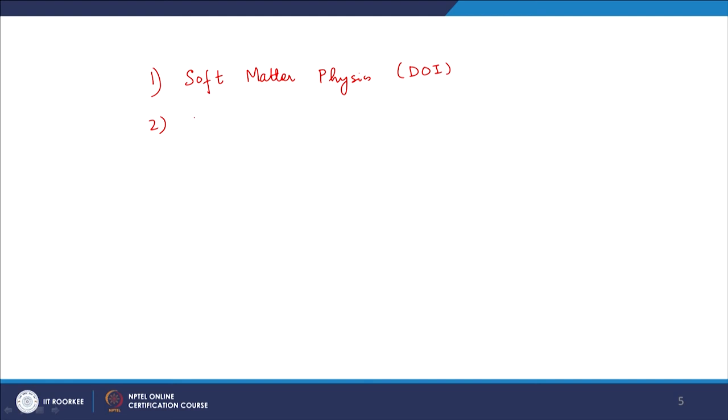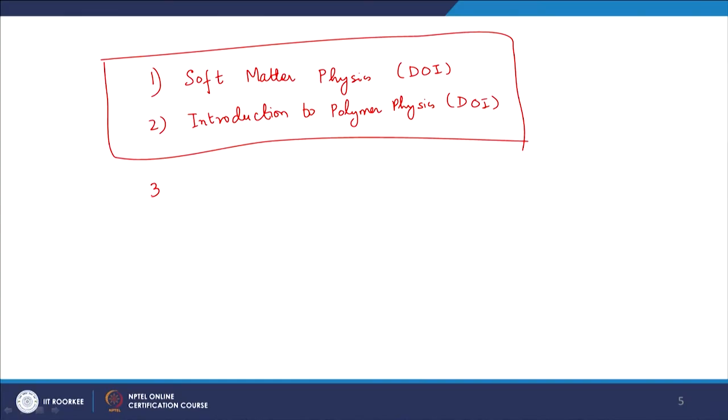Then there is another book, Introduction to Polymer Physics. These two books pretty much cover most of the material that we have discussed in this course, although I haven't really gone in any particular order. If you want to know more about the derivations used in the polymer dynamics part, I would refer to the book Theory of Polymer Dynamics by Doi and Edwards.